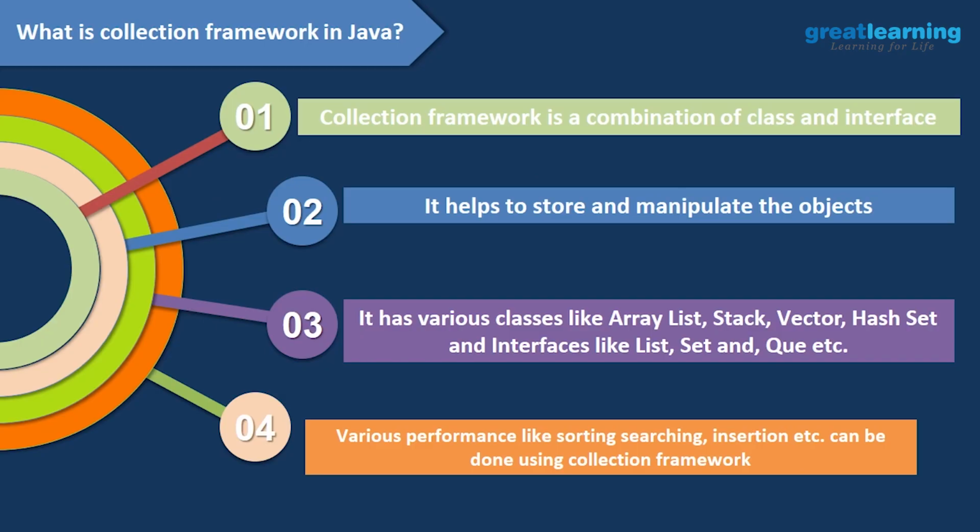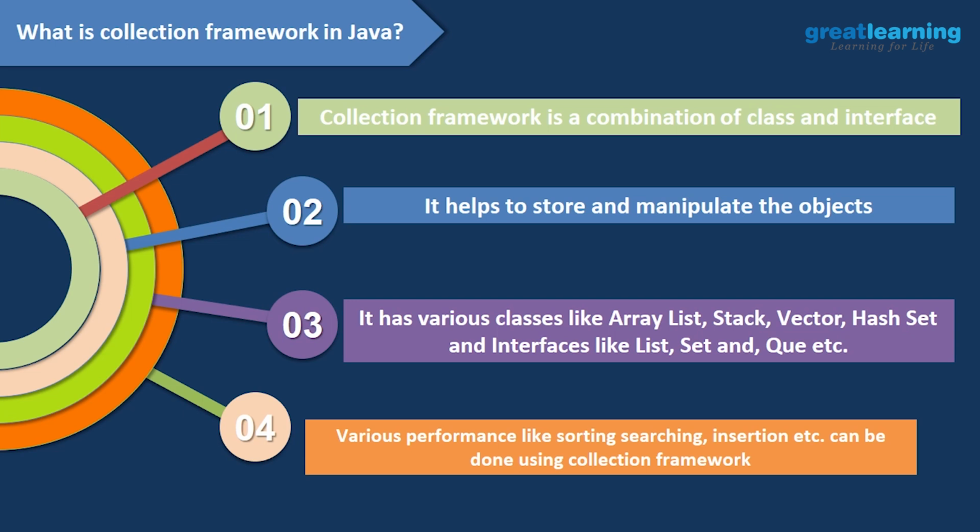Now I will discuss what the collection framework in Java is. Why do we need a collection framework? The collection framework provides an architecture to store and manipulate data. You can imagine it as a container for your objects, where you can store your objects. The collection framework is basically a combination of classes and interfaces. Later in the session, we will see what an interface is.